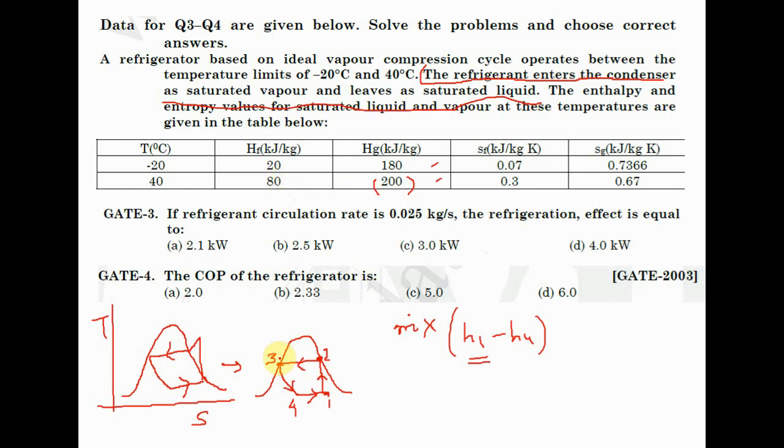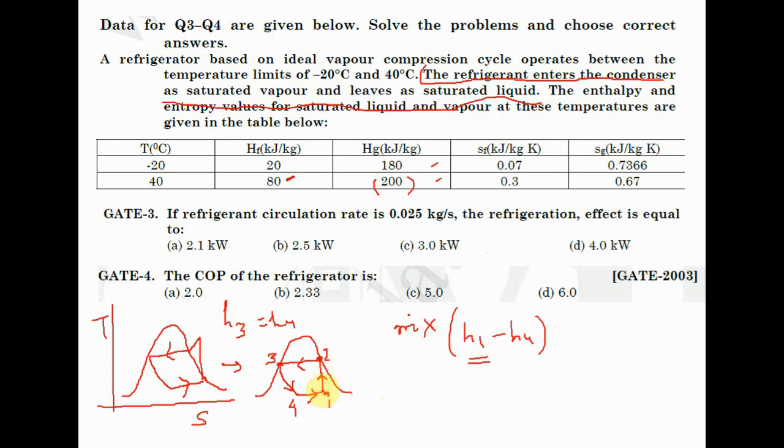H3 is saturated liquid, so the H3 value corresponding to 40 degrees Celsius is equal to 80. And we know from isenthalpic expansion that H3 is equal to H4, equal to 80. Okay, the only value we are missing is H1. How do we find H1?